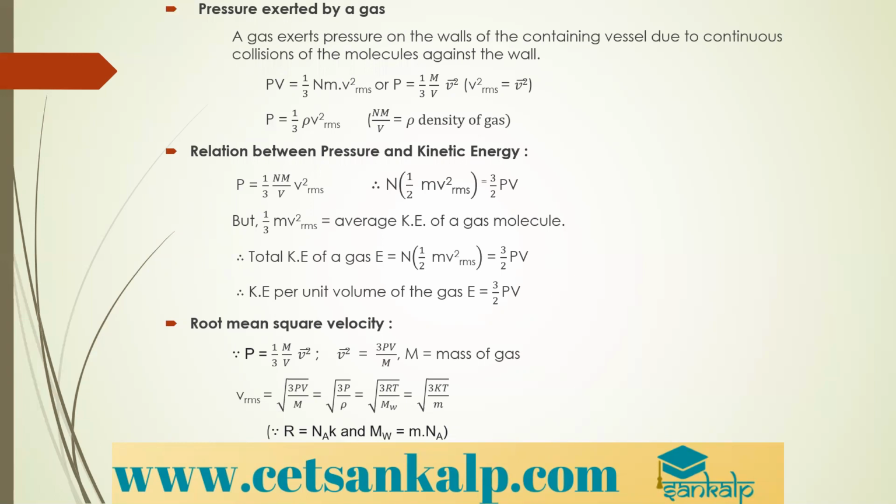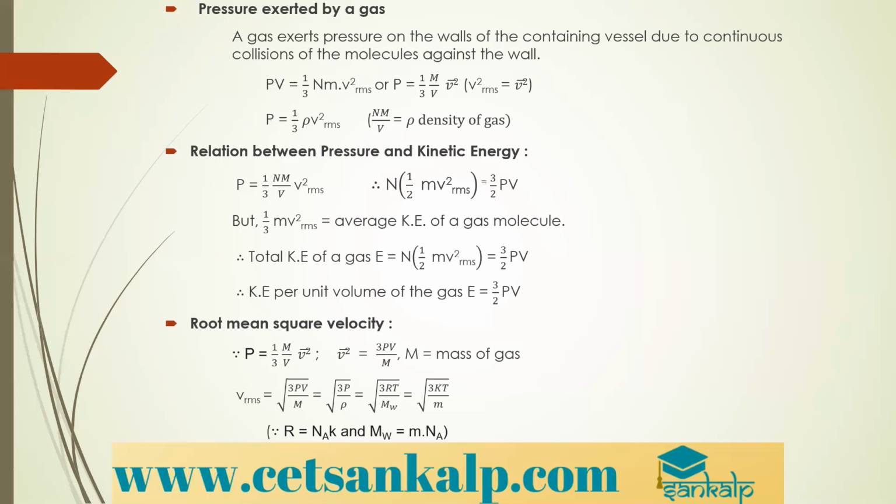A gas exerts pressure on the walls of the containing vessel due to continuous collisions of the molecules against the wall. So the pressure exerted by the gas is given by PV is equal to 1 by 3 N m Vrms square, or we can also write it as P is equal to 1 by 3 M by V Vrms square. That is V average square, velocity, or you can take it as speed also. So speed rms square is equal to the average square.